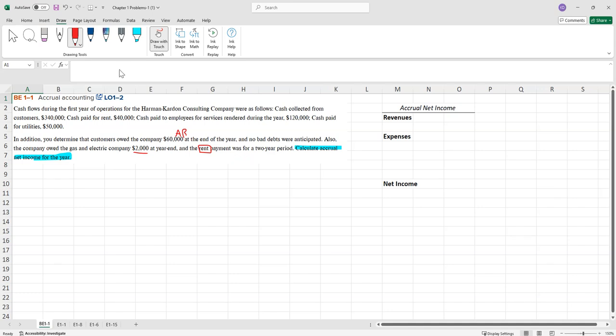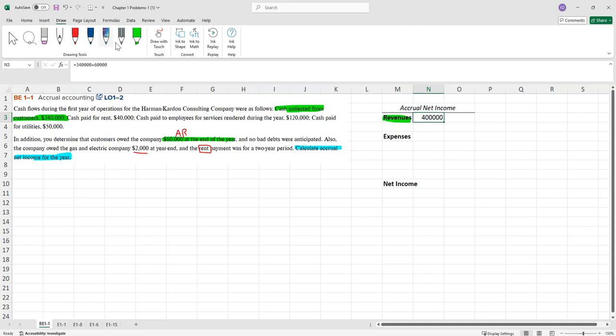Let's just start with the revenues first. We'll make the revenues green on there. We know that obviously it's going to be the cash we collect from customers. This must have been in-person sales where we earned the revenue and they just happened to pay us in cash. We also have the sales on account. So here we will have the 340 plus the 60,000. We're looking at 400,000 of accrual basis revenues.